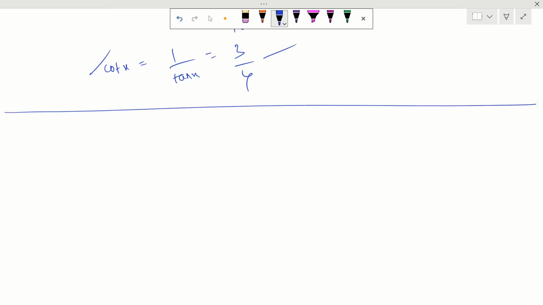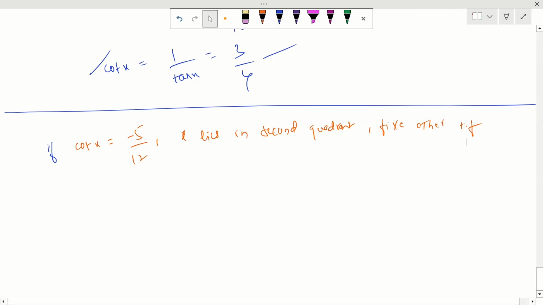Now come to the second example. If cot x is equal to minus 5 by 12 given, and x lies in the second quadrant, find the remaining values. We need to find the other trigonometric functions, right?